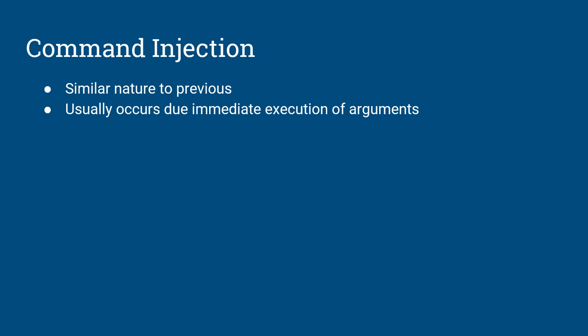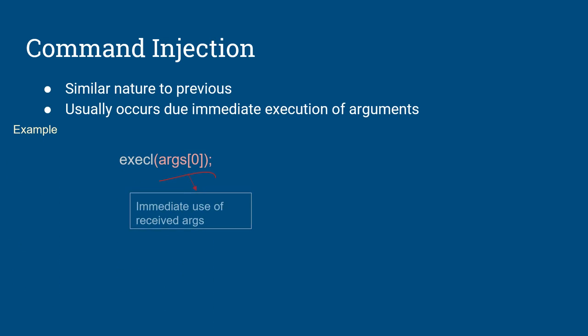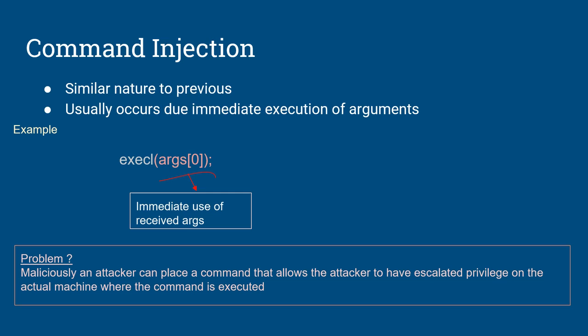Command injection. It is similar to the nature of SQLI, but it usually occurs due to immediate execution of arguments received. For example, if we immediately pass the received argument parameter into our execution function. Now the problem here is an attacker can maliciously place a command that will allow an attacker to have escalated privileges on the actual machine where the command is being executed.